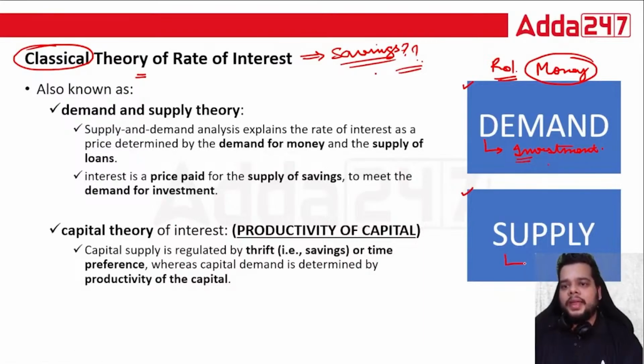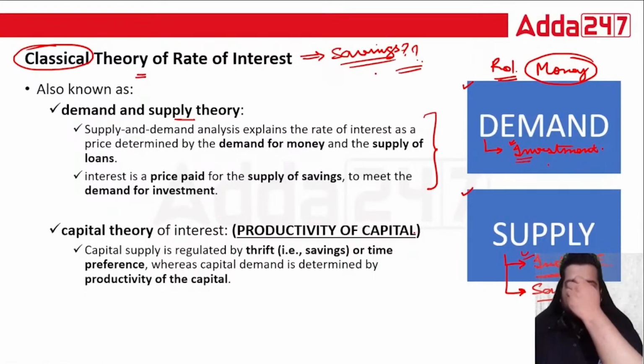Supply will be provided by individuals or business entities who have saved funds. So the supply of savings will be ensured by these individuals or business entities, and demand will be for these savings, whatever they have saved, by the investors. The demand and supply theory is simply that. Under this classical theory, you have various theories. One is demand and supply, which is the simple one.